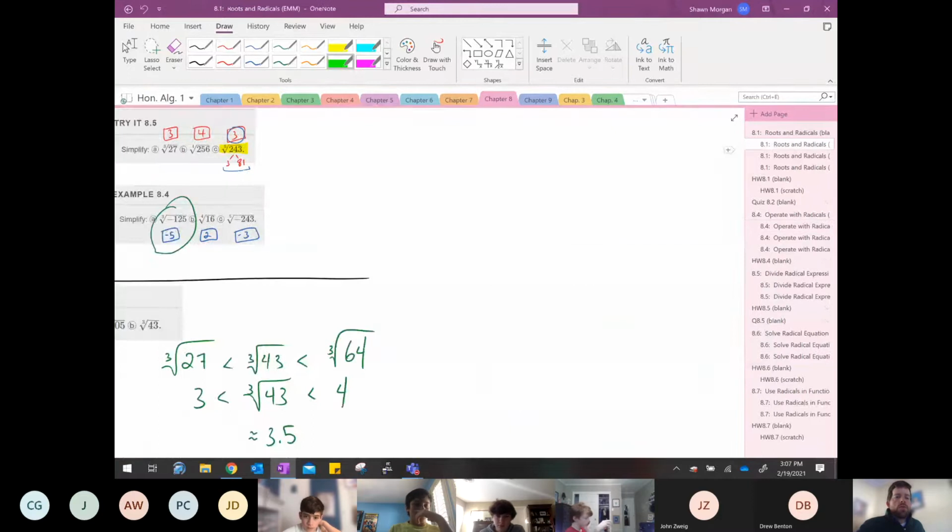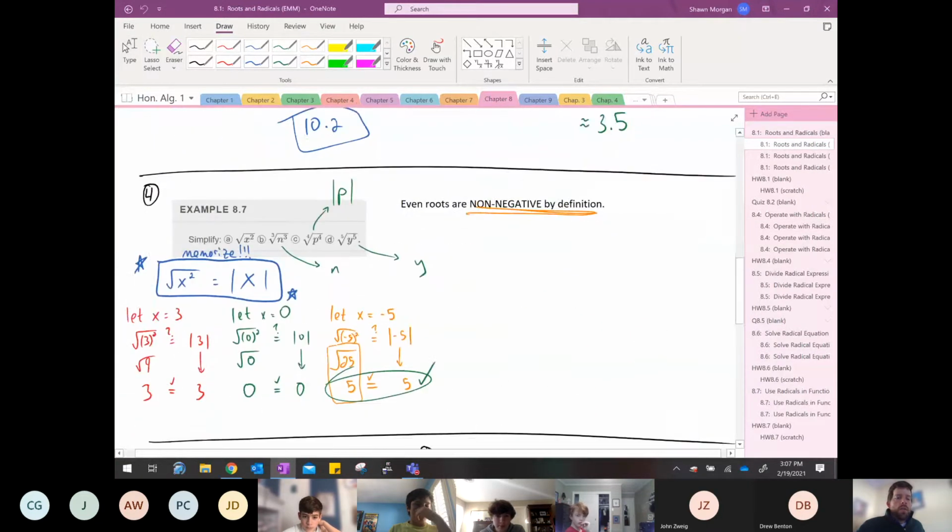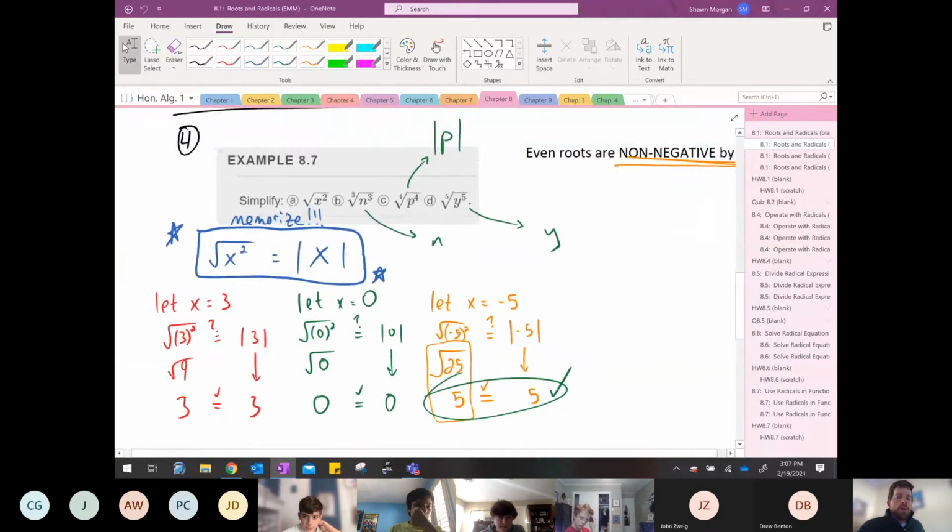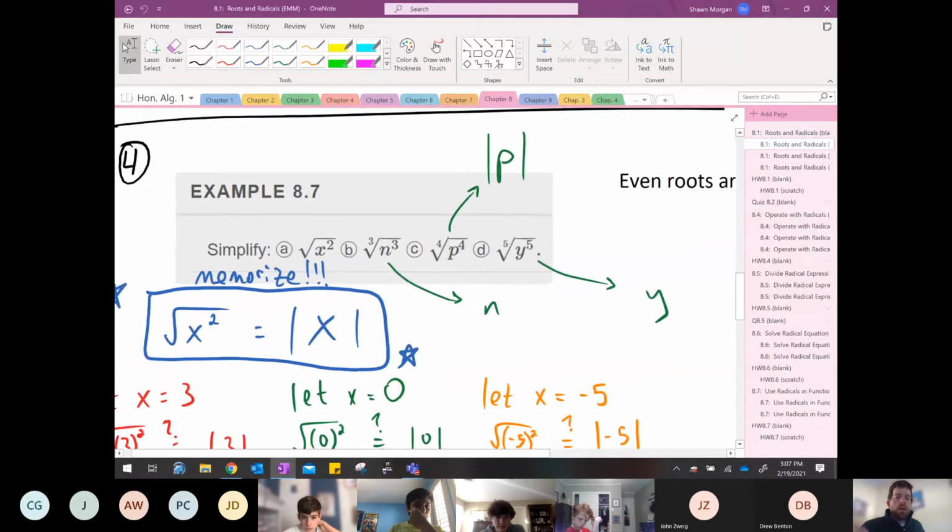No, man, absolute value. We had talked about, well, yeah, there you go. There's a good example, part C right there, absolute value of P, right? So we had talked about how if you're simplifying down a perfect fourth root of P to the fourth or a square root of X squared, you ensure non-negativity with absolute value signs, right?